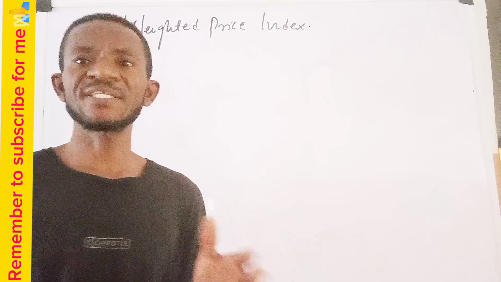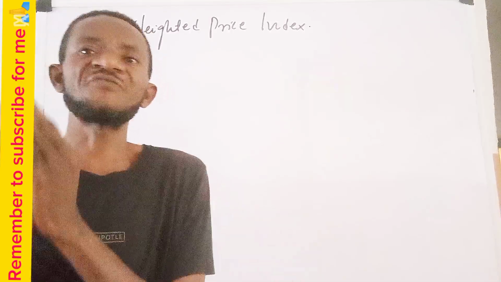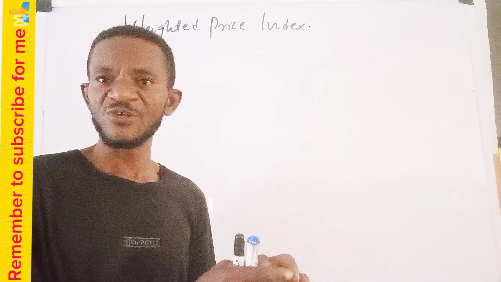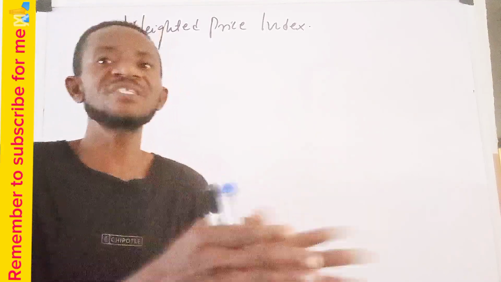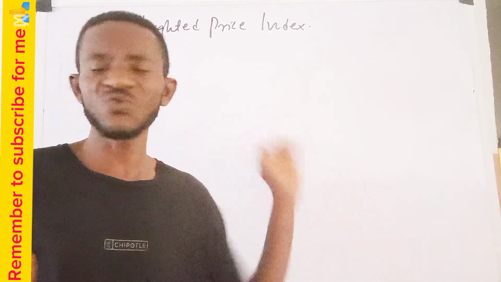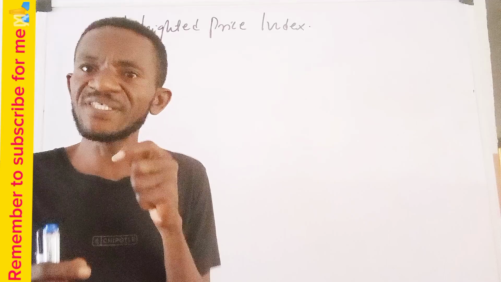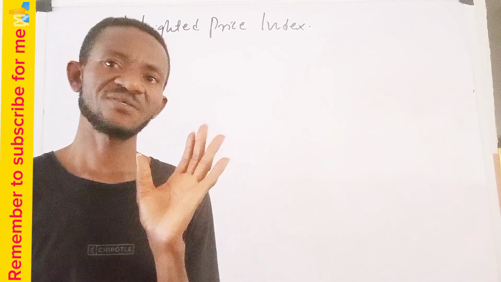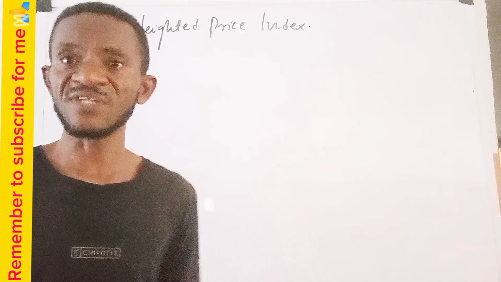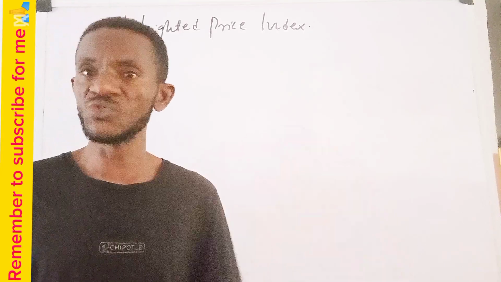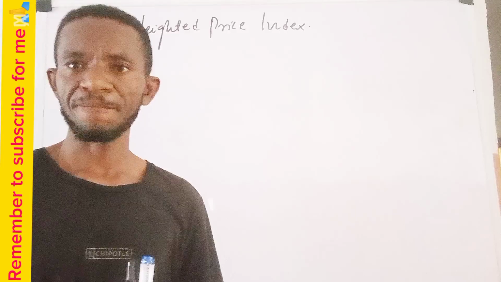If you come to a society, you might find out that biscuit is of more value than chewing gum. So we are now trying to use weight to represent the value of these commodities. That's actually what we mean by weighted here: trying to use a weight to represent the significance of the different commodities that are under consideration, or that are being used to compute the value of an index number.